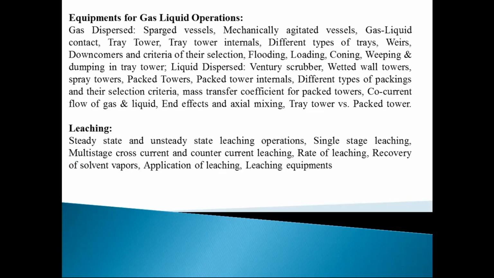The next topic is equipment for gas-liquid operations. Here we are going to see flooding, coning, and weeping. All these are adverse vapor flow conditions which occur in the distillation column. After that, we are going to study the difference between tray tower and packed tower. What is the meaning of co-current operation? What is the meaning of counter-current operation? What is the meaning of wetted wall tower? And what is the meaning of Venturi scrubber? All these things we are going to study in equipment for gas-liquid operations.